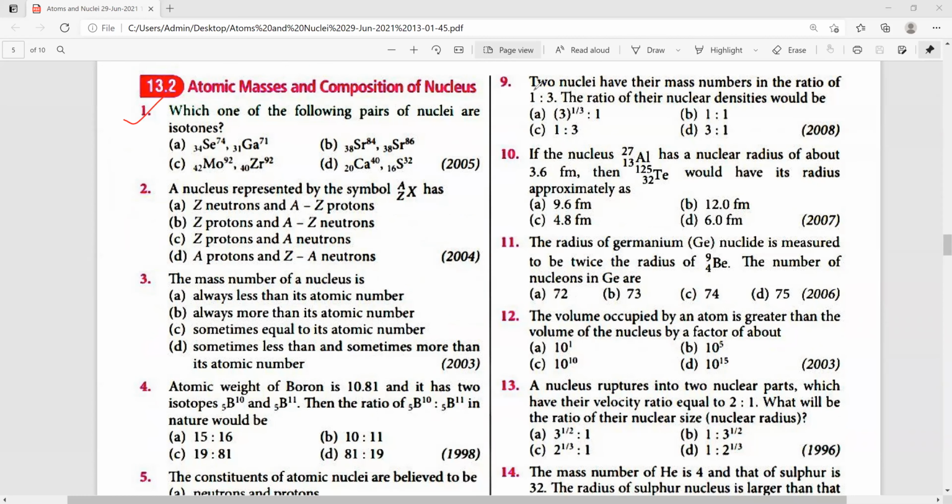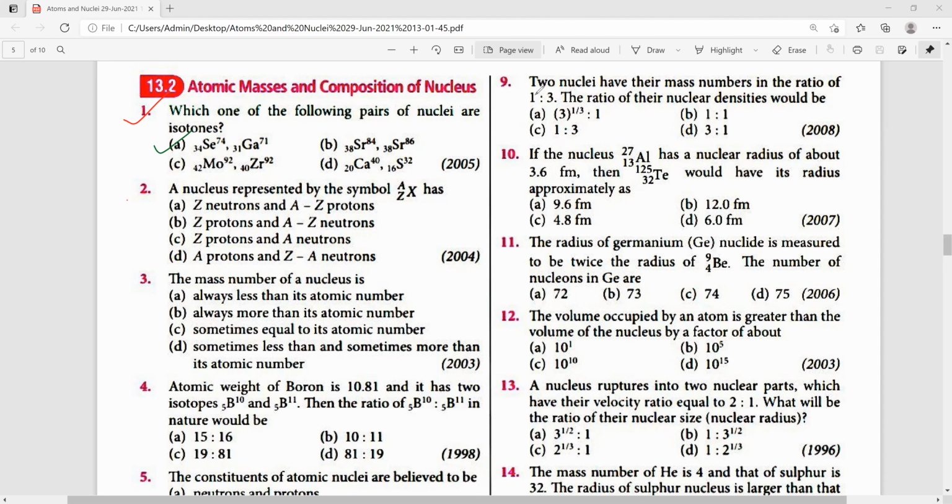First question: which of the following pair of nuclei are isotopes? They have given 4 options. Isotones means the number of neutrons remains the same, so for those we call them isotones. When we observe these, the right answer is the 8th one.